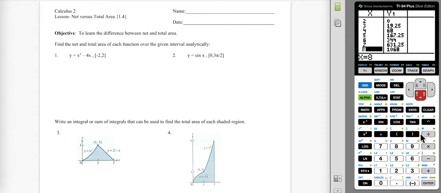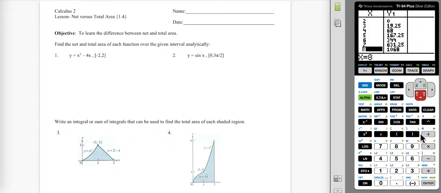17, we're talking about net versus total area. So net area is all the increases and decreases in area as you go from left to right. Some areas are positive, as in accumulations, and some are negative, as in decumulations or reductions. The net area is how much area you have left after you've accounted for all that.